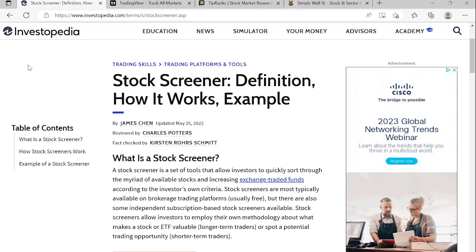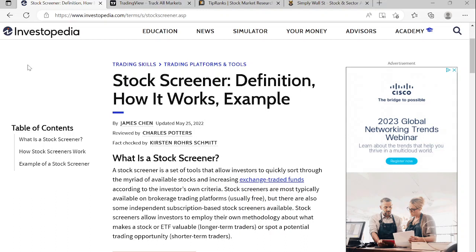Hi everybody, today I want to cover what is a stock screener. If you're starting to invest in individual stocks and you have absolutely no idea where to start, which happens to everybody at the beginning, when they may be young or have never invested in their life, it seems very difficult to pick individual stocks, which it is.